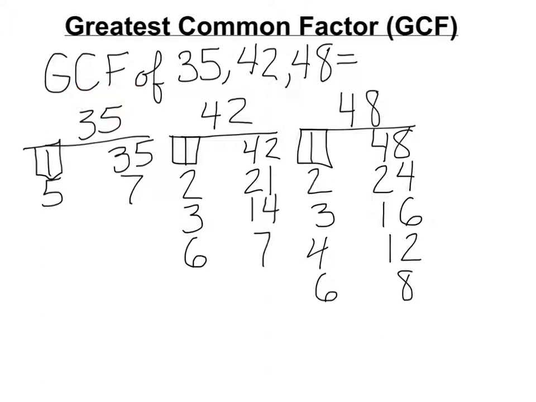So now we choose the greatest. Well, the only common factor they have is 1. So obviously 1 is the greatest common factor. This video ends in 3, 2, 1.